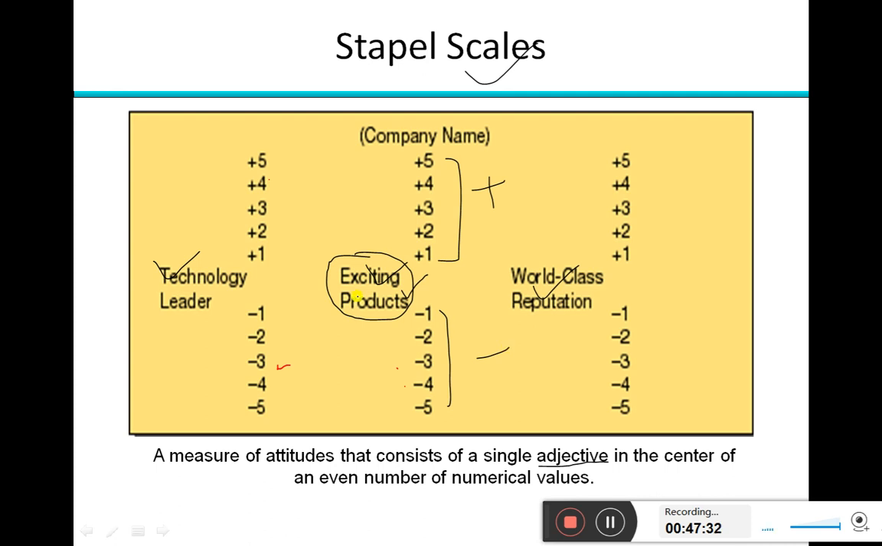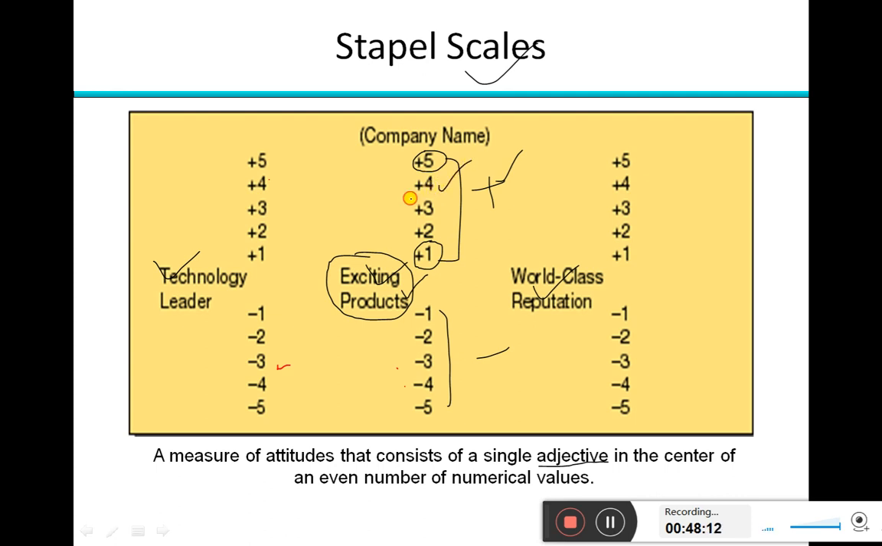Now you are going to ask an individual whether our company has exciting products or not. They say yes, your company has exciting products. It means the response is positive. Now you have to ask how exciting, 1 2 3 4 5, up to 5. 1 means least exciting, and 5 means the most exciting. So the individual has to pick a number between 1 and 5. Let's suppose the individual says your company products are very much exciting, so they pick the +4.